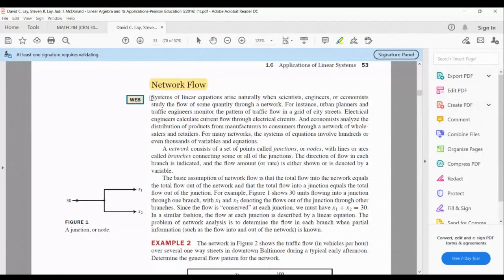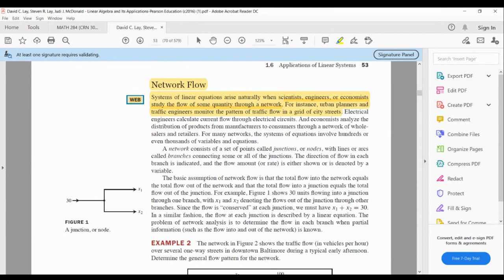Systems of linear equations arise naturally when scientists, engineers, or economists study the flow of some quantity through a network. They talk, for instance, about how urban planners and engineers monitor the pattern of flow in a grid of city streets.